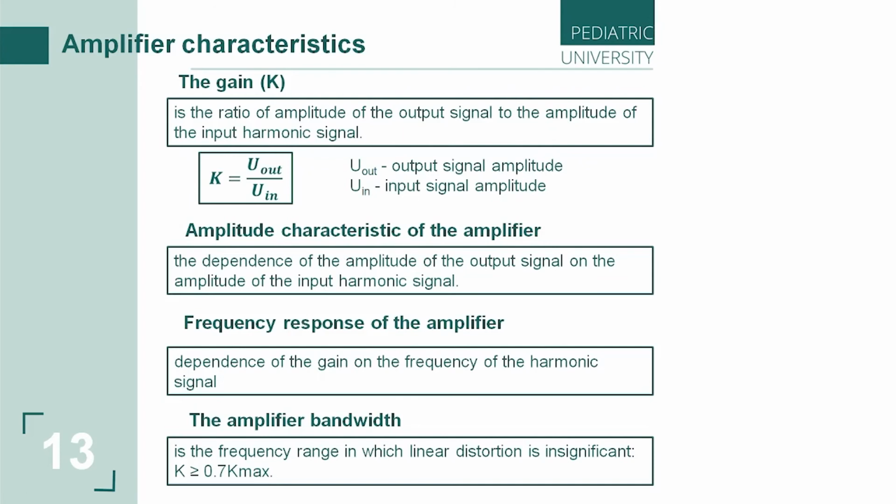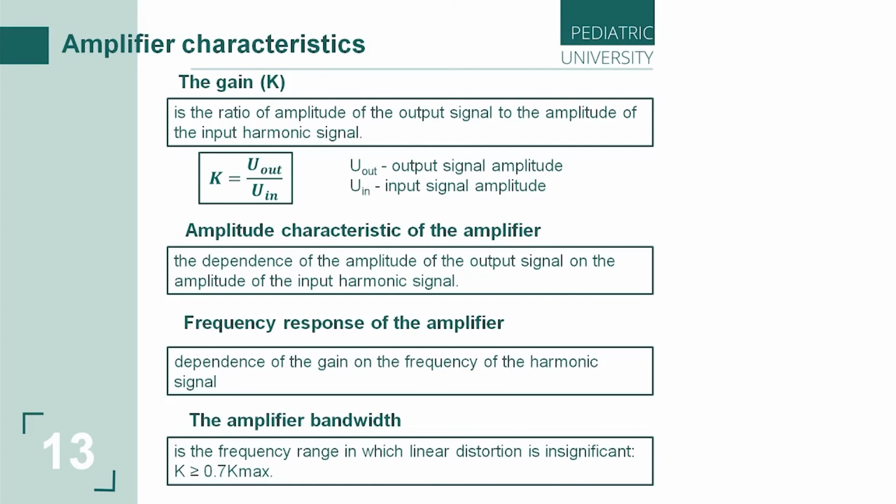The frequency response of the amplifier is a dependence. Dependence of what? Dependence of the gain on the frequency of the harmonic signal. K is a function of frequency. Due to the dependence of the gain on frequency, different harmonics in the spectrum of a complex signal are amplified in different ways, which leads to distortion of its shape. These distortions are called linear or frequency distortion.